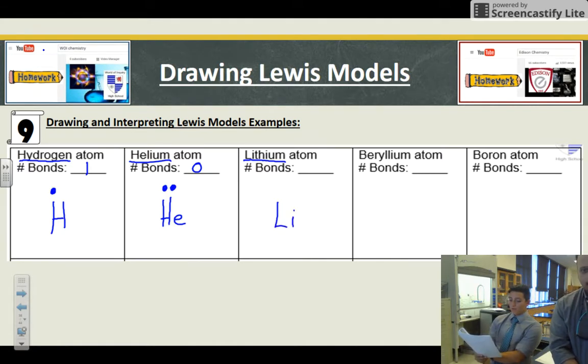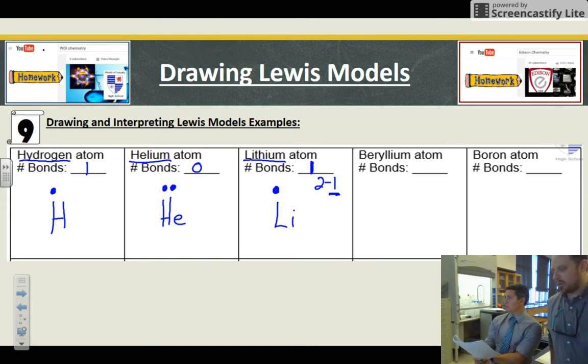Lithium has one valence electron. Its electron configuration is 2-1, but valence is that last number. Its valence electron configuration looks just like hydrogen. How many unpaired electrons? 1, so it forms 1 bond.